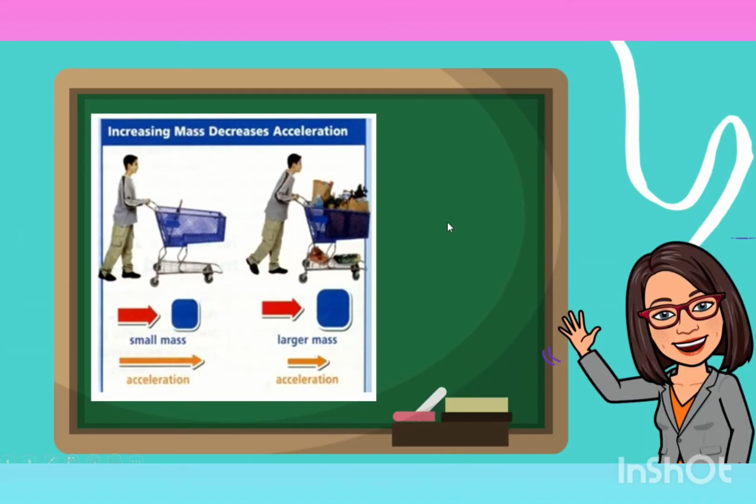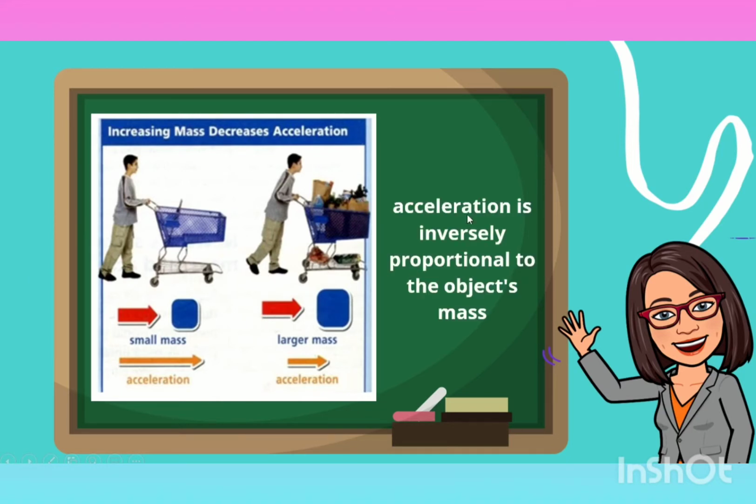Whereas, for the second picture, you have the same boy with the same amount of force, but one cart without groceries, while the other cart is full of groceries. Same amount of force, but the mass is not the same, because acceleration is inversely proportional to the object's mass. The larger the mass, or the more mass an object has, the lesser its acceleration.